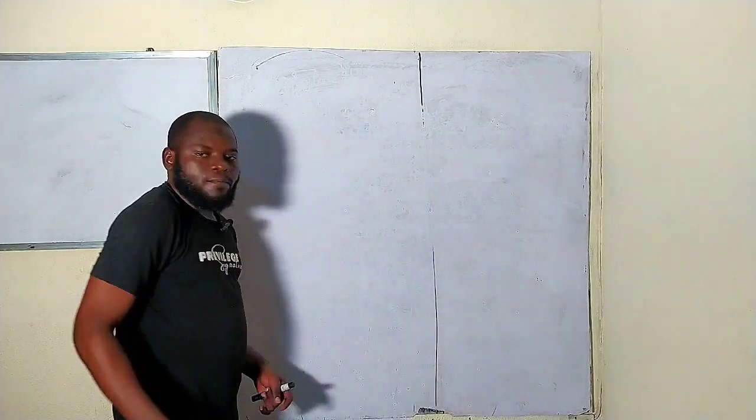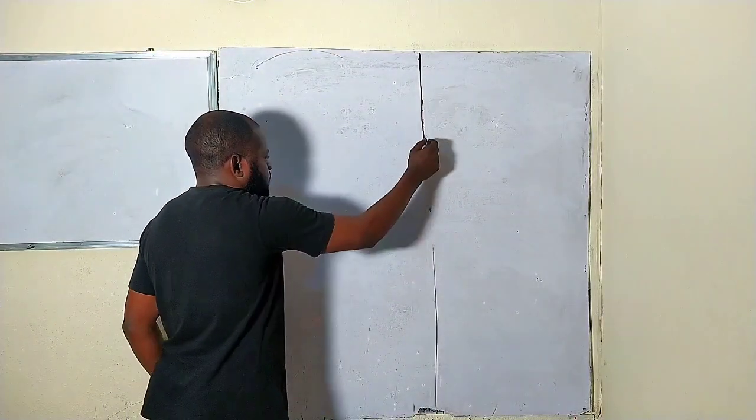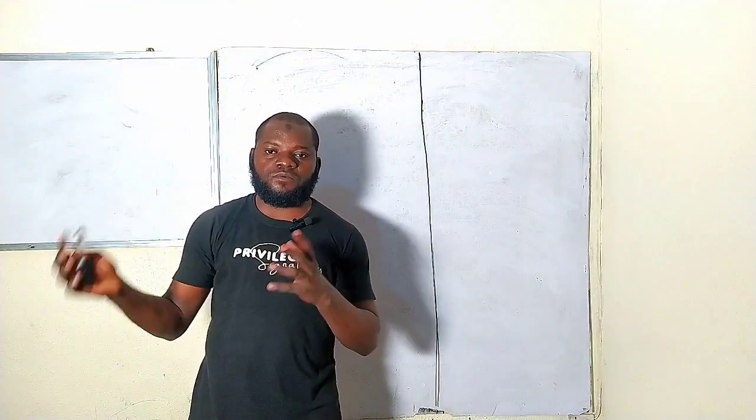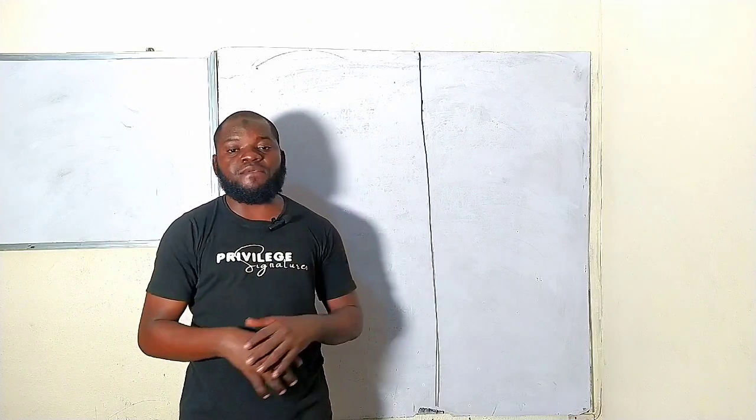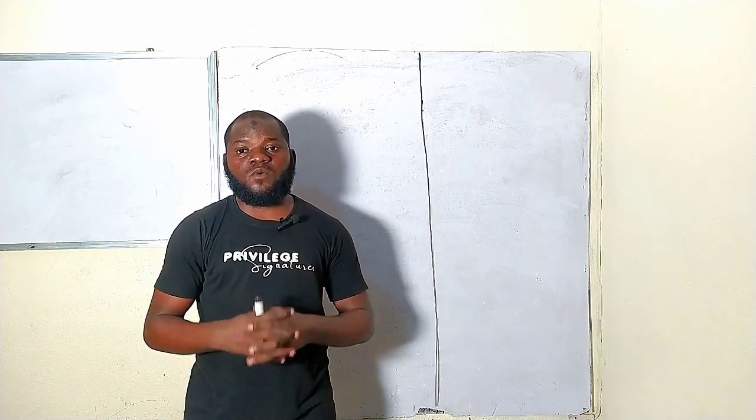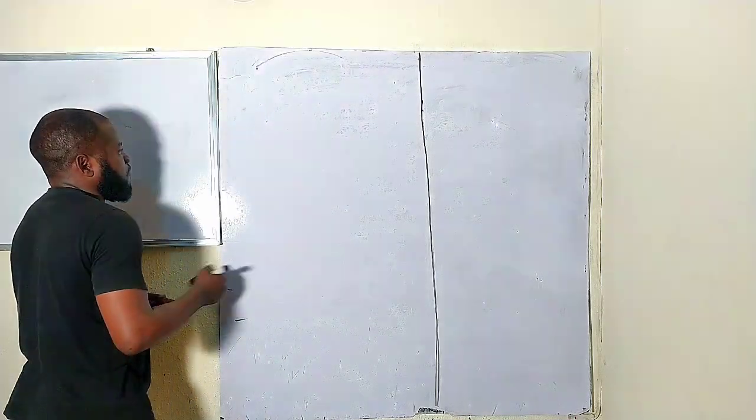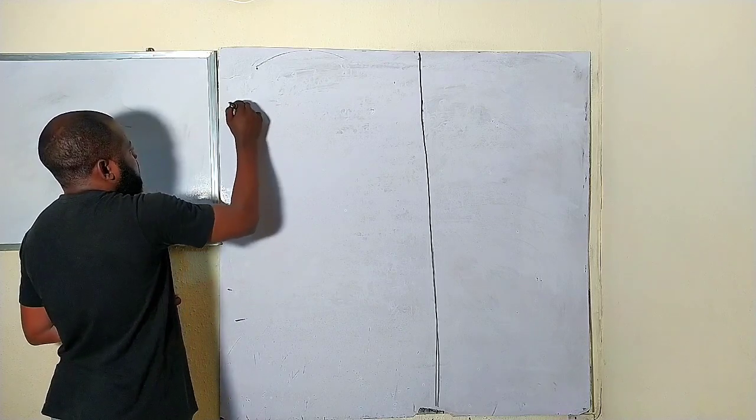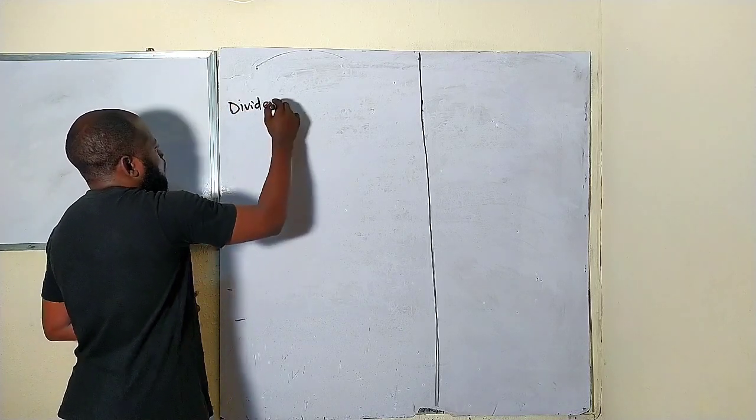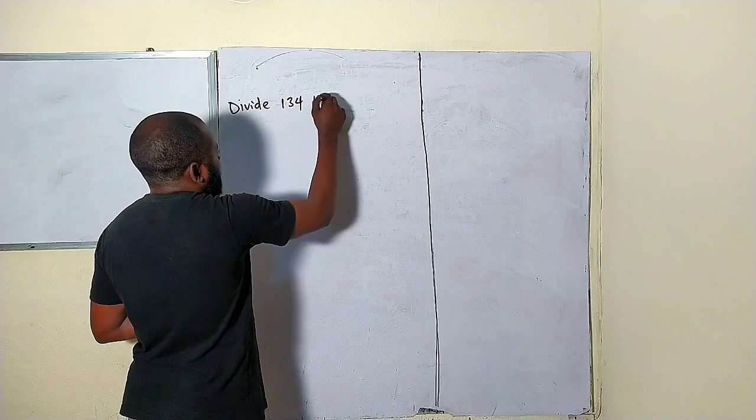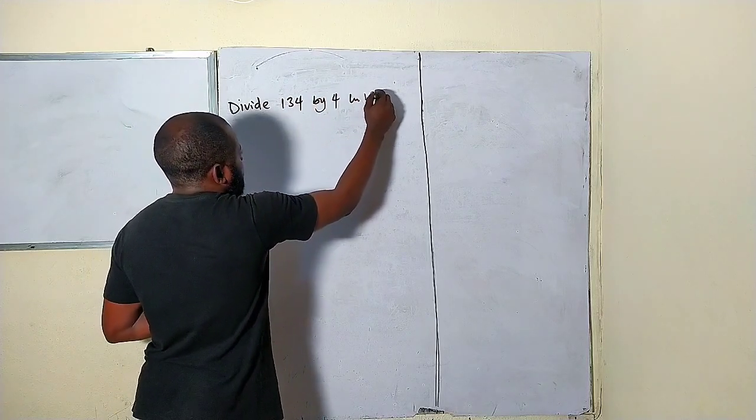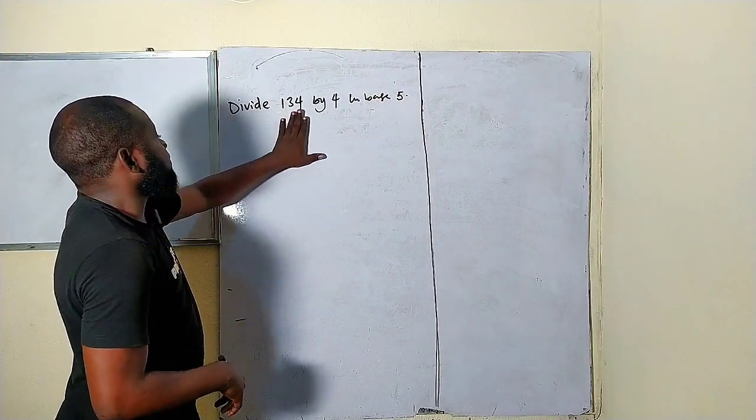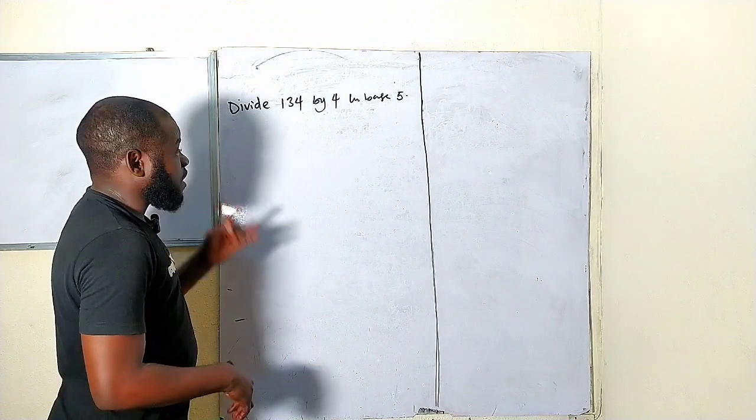So how do we go about dividing number bases? Students ask me this often, they always find it difficult to divide number bases. It's quite simple, and this is what I will advise you to do. Let's take for instance 1, 3, 4. Let's say the question says divide 1, 3, 4 by 4 in base 5. So that is 1, 3, 4 in base 5 divided by 4 in base 5. That's the question. So how do we do that?